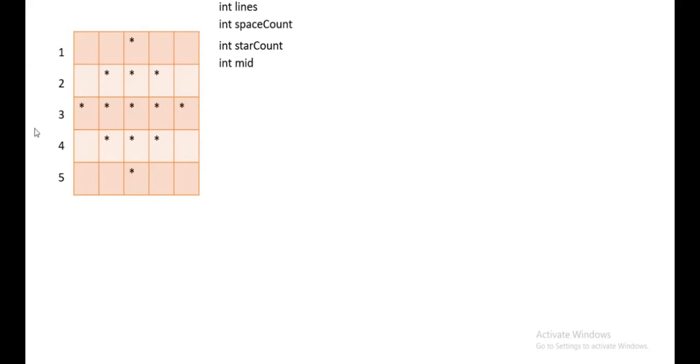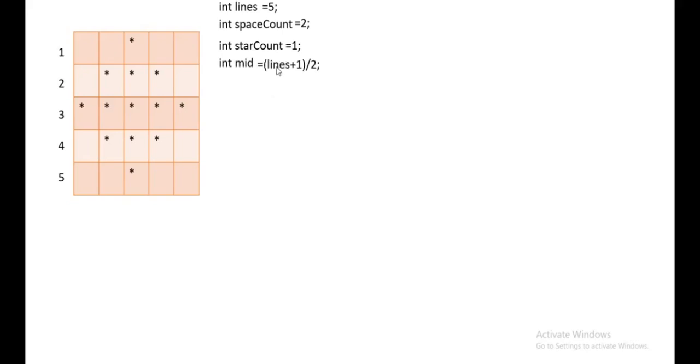Second part is variable initialization. This pattern has 5 lines, so initialize 5 to the lines variable. Then count the number of spaces in the first line. The first line has 2 spaces, so initialize 2 to the space count variable. Then count the number of stars in the first line. The first line has only 1 star, so initialize 1 to the star count variable.